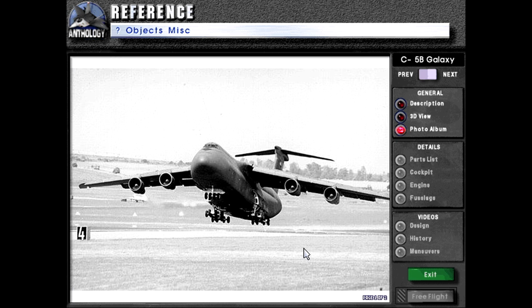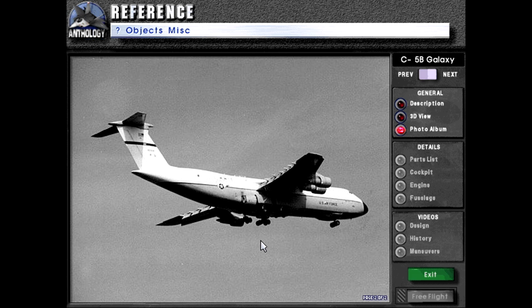Here we've got two photos in the photo album. What looks like it's either taking off or landing. And then we have one that must have just taken off or is on final approach. I think on final approach because notice how the flaps are down, the gear is down. And it's probably got a little bit of an upward tilt, but not the one you'd see on takeoff.